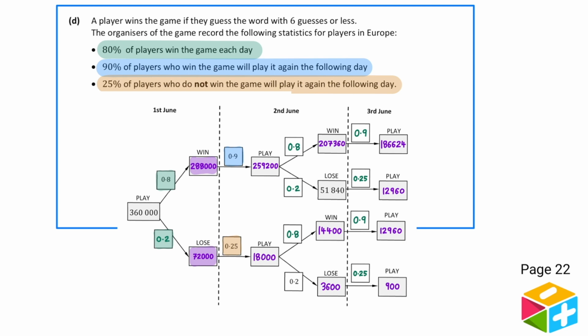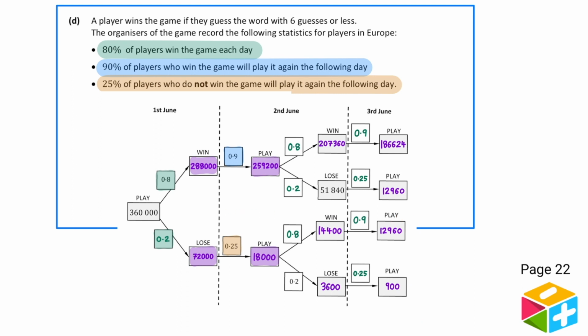To fill in these two play boxes, all we have to do is multiply the previous number by the given probabilities. 288,000 times 0.9 comes out as 259,200. 72,000 times 0.25 comes out as 18,000. From here, we just need to repeat the process we've just done twice more. Once in the upper half of the tree and once in the lower half of the tree.